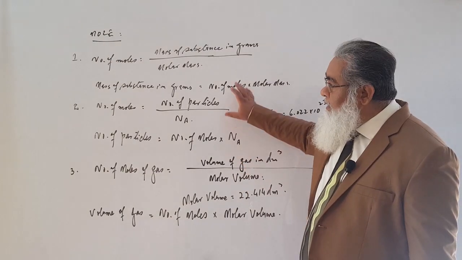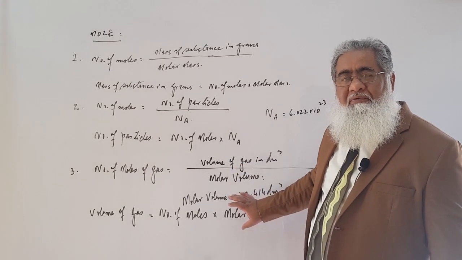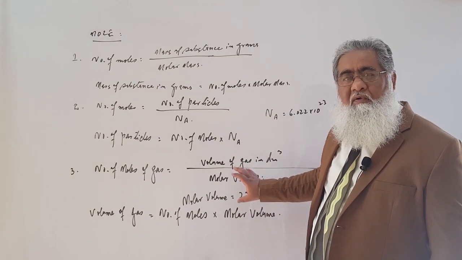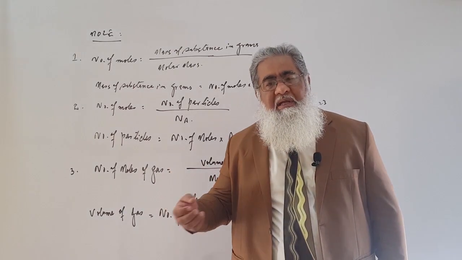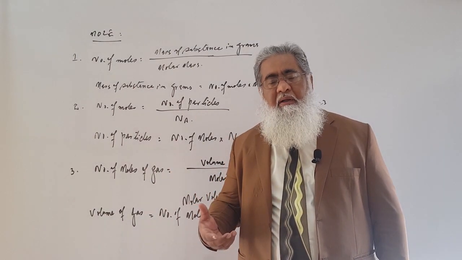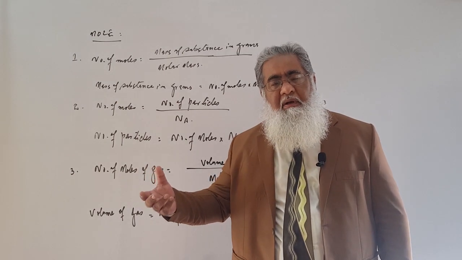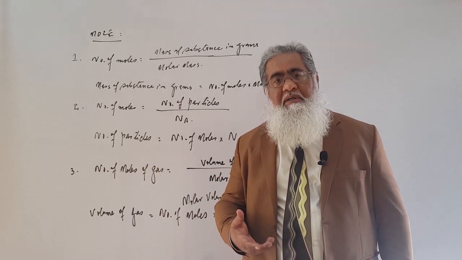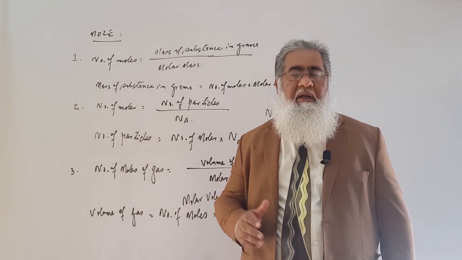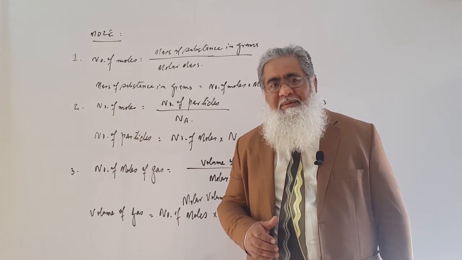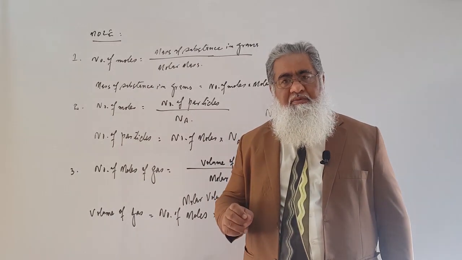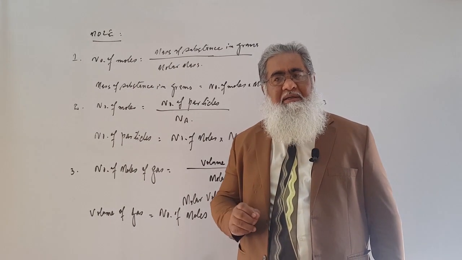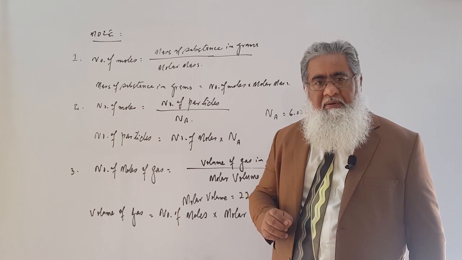We have to apply these formulae upon different numericals in order to solve. We can find from the given mass number of moles and number of particles. If number of particles are given, then we can find the mass of the substance in grams via finding number of moles. Similarly, within a molecule we can find number of atoms, number of covalent bonds present in a molecule.